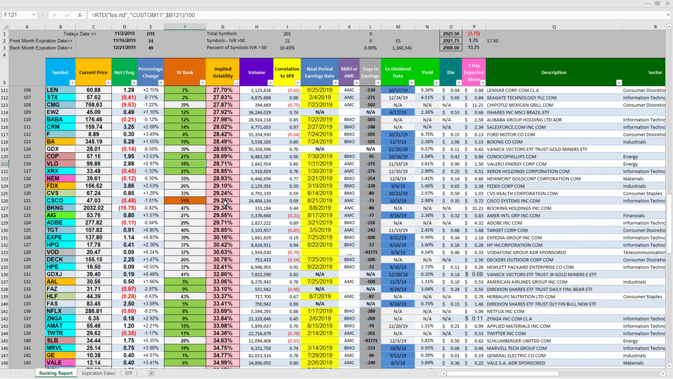That tells us Cisco's got a 29%. Let's make the math easy. Say it's 30% implied volatility. It's currently trading at $50. That tells us Cisco's got an expected range of $15 over the next year, plus 15, minus 15. So it's going to be somewhere between, what's that, 32 and 62, something in that range.